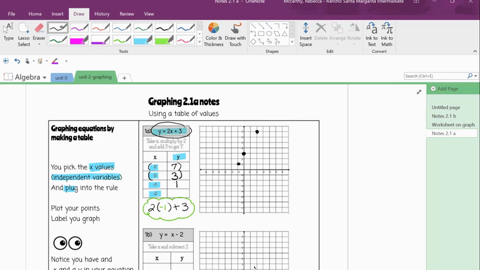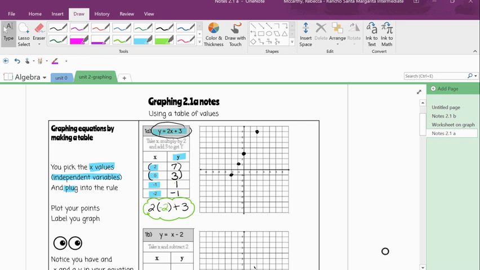Now I'm going to do -2. So I'm going to replace x with -2. And using my order of operations, I'm going to work it out. 2 times -2 is -4, plus 3 is -1. So I'm going to go over here and find -2 on my x-axis, find -1 on my y-axis, and where they meet is my point.